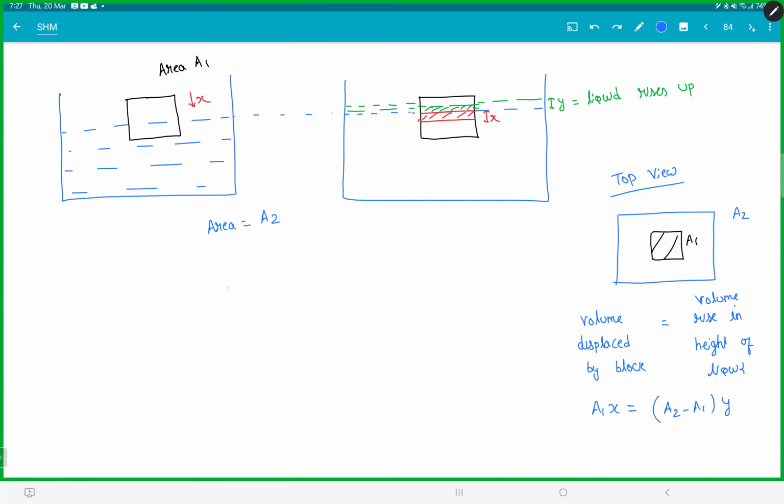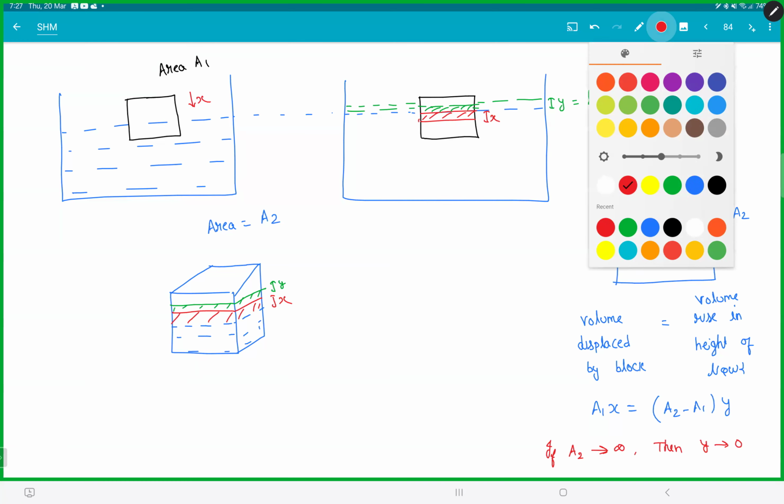So now you tell me, what is the buoyant force then? So when you push the block by X inside, but the liquid went up by Y. So if the A2 is infinity, we can ignore this. If A2 is very large, then Y tends to 0. So that is the reason we ignored it in the example problem. If I didn't mention anything about the base area, you can ignore this.